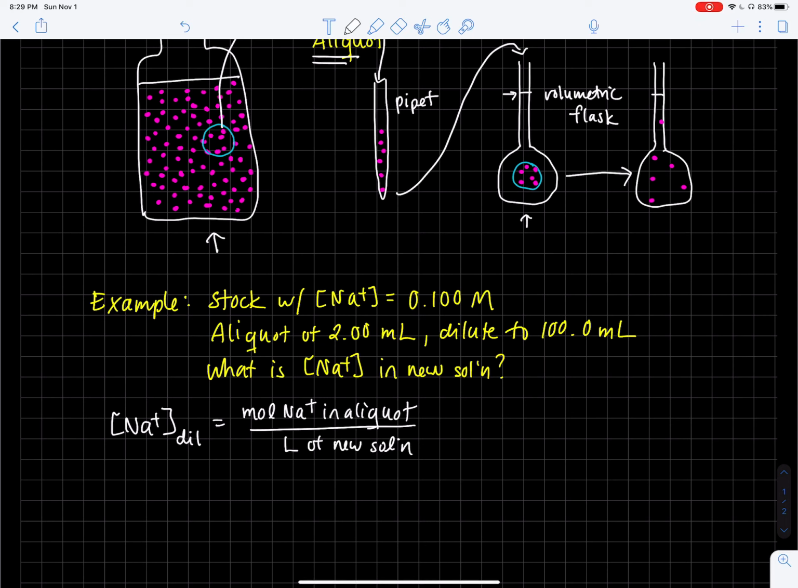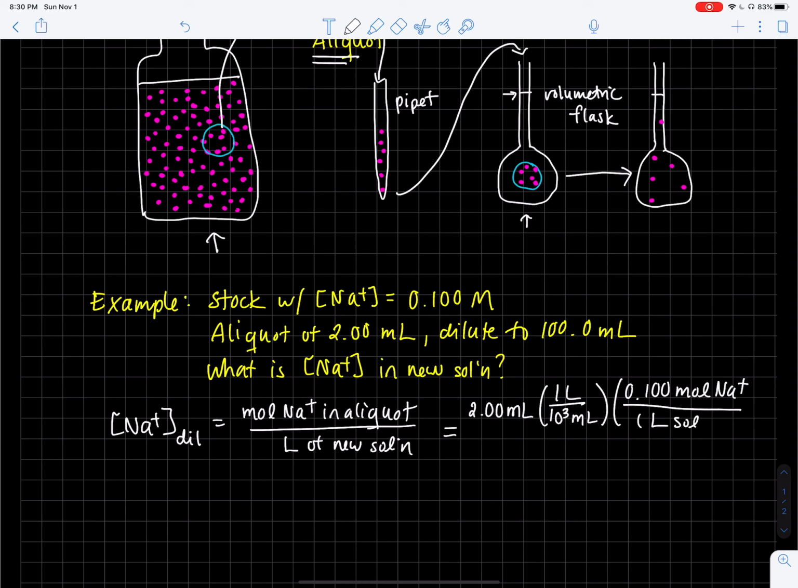So the moles in the aliquot, from the last video, you know how to do this. We have 2 milliliters of the stock solution in the aliquot. We're going to need to change that to liters. And for the stock solution that the aliquot was drawn from, again, we'll use molarity as a conversion factor. It was 0.1 molar, so that means 0.1 mole of sodium per liter of solution. That's going to give us the moles of sodium that were in the aliquot. And then we need to divide it by the total volume of the new solution.